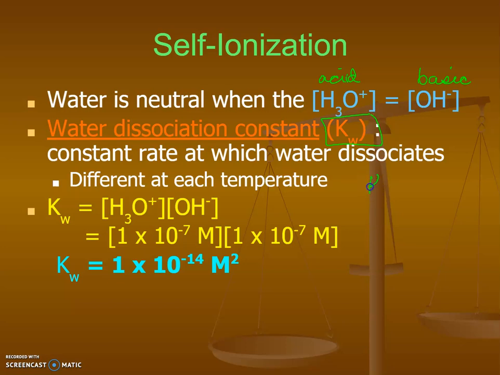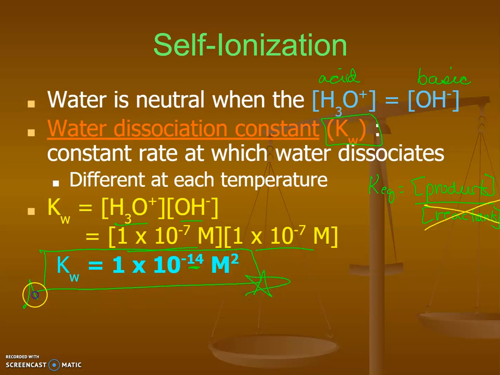But the way that any type of constant is figured out is by taking the concentration of the products and dividing by the concentrations of the reactants. And if any of the products or reactants are pure substances like water, you don't count them. So it's really just the concentration of the products. Well, guess what? Here are the concentration of the products, H3O plus and OH minus. And if we plug in 1 times 10 to the negative 7th for each one, we get a Kw value of 1 times 10 to the negative 14th molar squared.